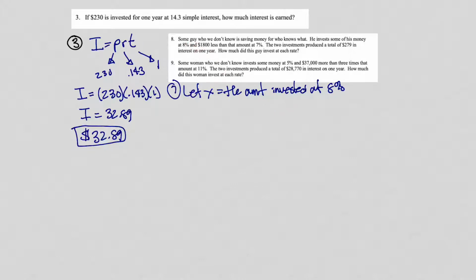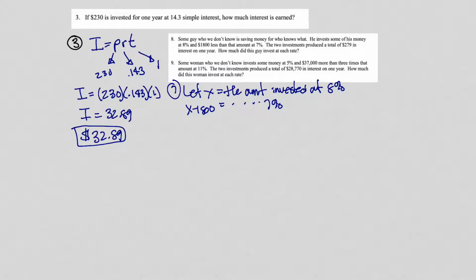8%. Now how much is invested? What is the amount at 7%? Well, we're told that the amount at 7% is $1,800 less than that amount. There's that less than. What follows less than, that's where we start. So that amount is X. And then 1,800 less, this is going to be X minus 1,800.